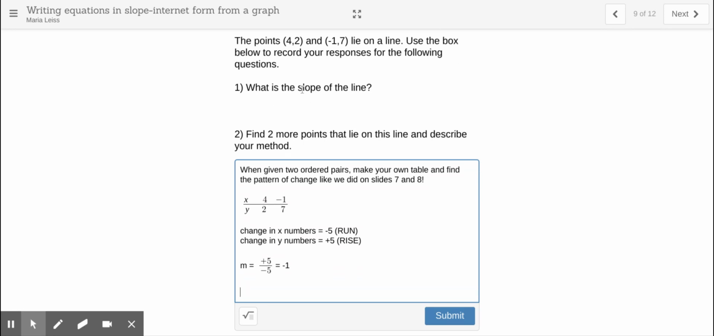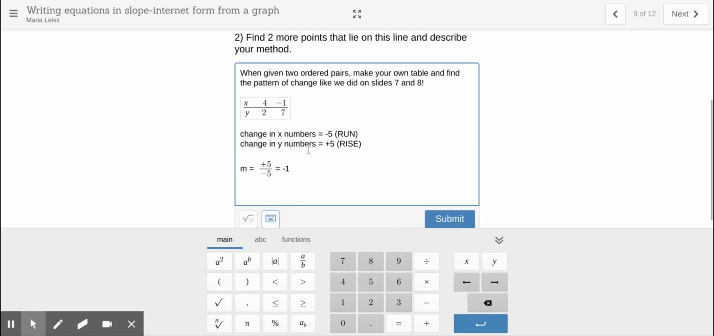In this situation, it did not ask me to find the equation. Now it wants me to find 2 more points on the line. So do you see how we were subtracting 5 in the x's? I can keep going. I can do negative 1 minus 5. What's negative 1 minus 5? Negative 6. And if I keep going, negative 6 minus 5 is going to be a negative 11.